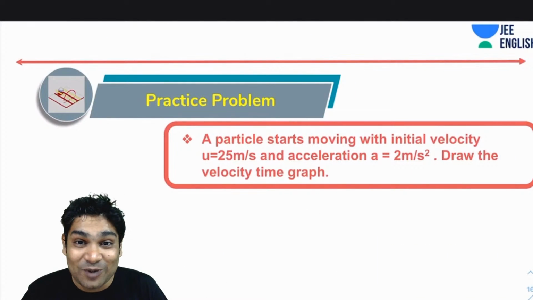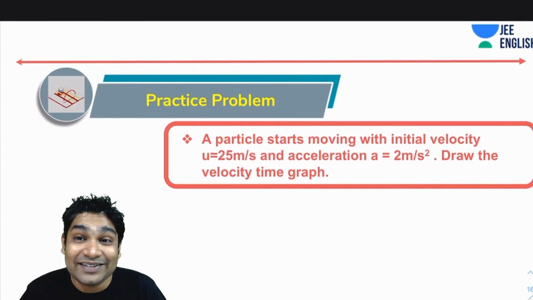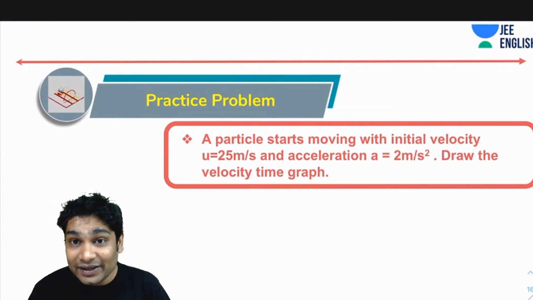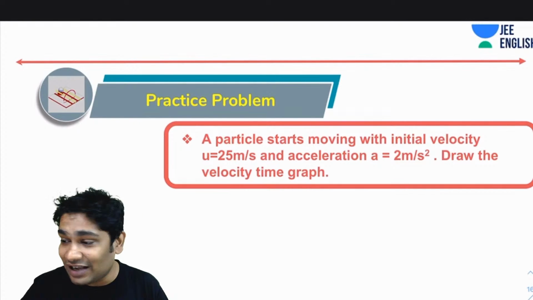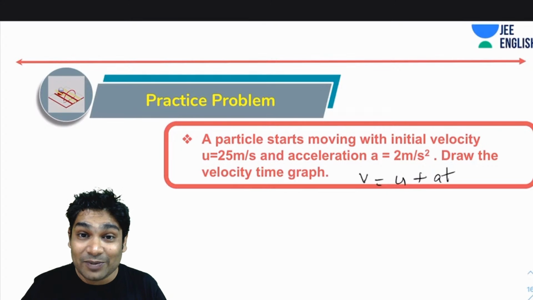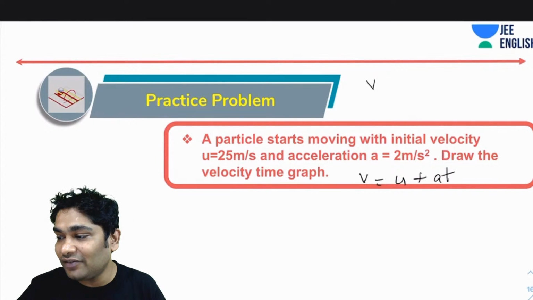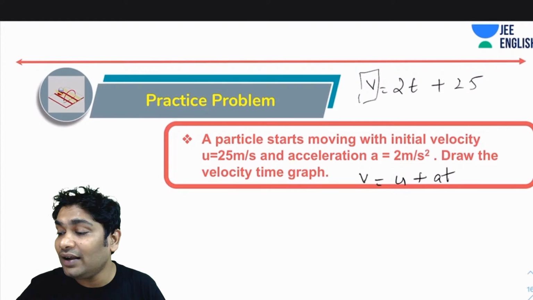Next, why don't we practice a small problem? You've been told a particle starts moving with an initial velocity u and an acceleration of 2 meters per second square. Draw a velocity time graph. In case you don't know the equation, I will tell you the equation. This is the same equation that you must have studied in class 9. You know that v equals u plus at. So this is y equals mx plus c. This is nothing but v equals, a would be 2, so it will be 2t plus u. So this has the form of y equals mx plus c.